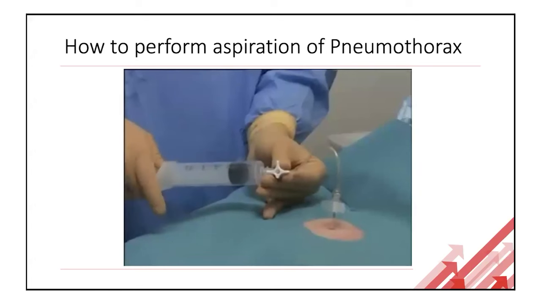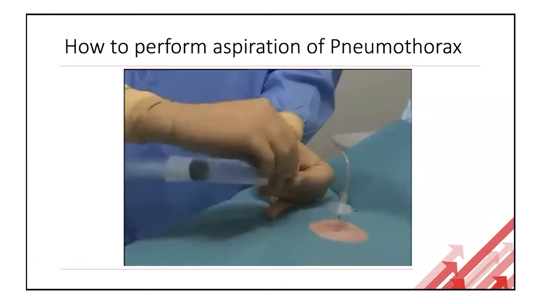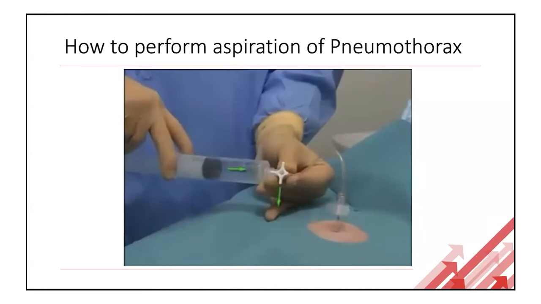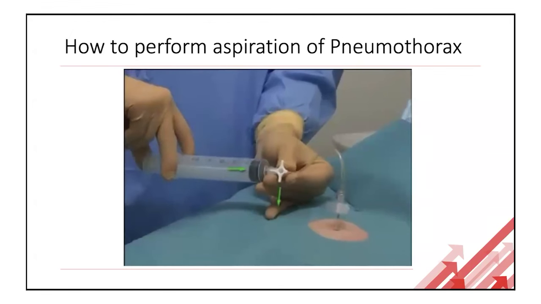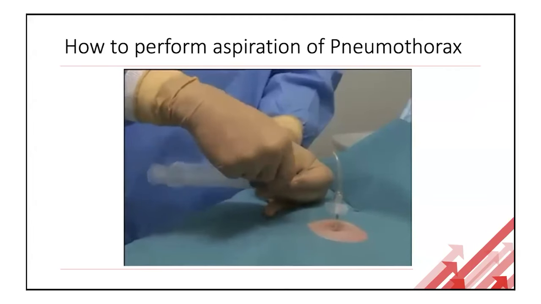When air is being aspirated from the pleural space, the stopcock should be open between the patient and the syringe, but closed to the ambient air. To evacuate the air into the ambient air, you must turn the stopcock so that the syringe is connected with the environment, but not with the patient. Make sure that the pleural space is never connected with the environment while you are turning the stopcock.